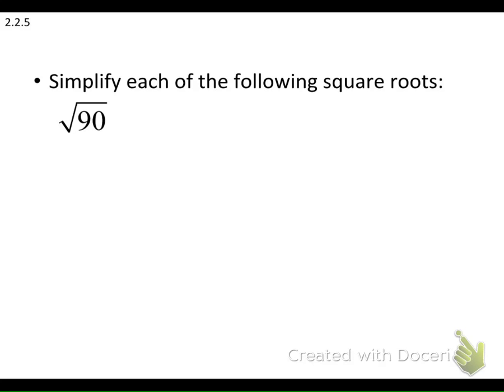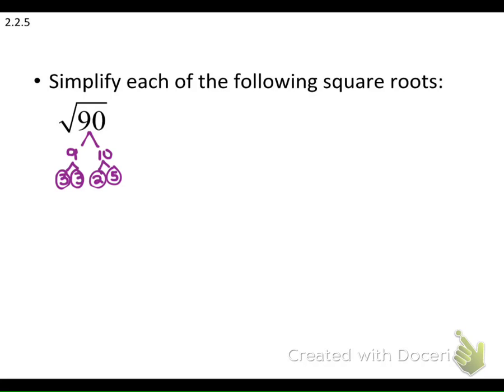The first problem here, we have the square root of 90. I'm going to start off by factoring it. I'm going to factor the radicand, which is the number on the inside of the square root sign. Two factors that I can multiply together to get 90 are 9 and 10. Then I'm going to factor my 9, which is 3 times 3. Circle my prime numbers, factor my 10, which is 2 and 5, circle my prime numbers.